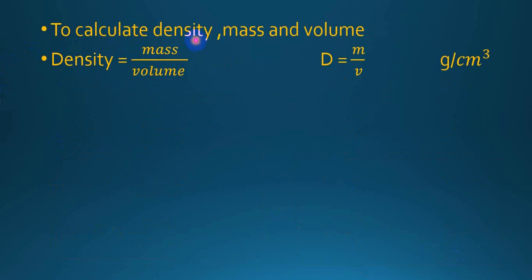To calculate density, we have to know the mass and the volume of the matter, because density equals mass over volume. We can write it like this: G equals M over V. And the measuring unit of density is gram per centimeter cube.